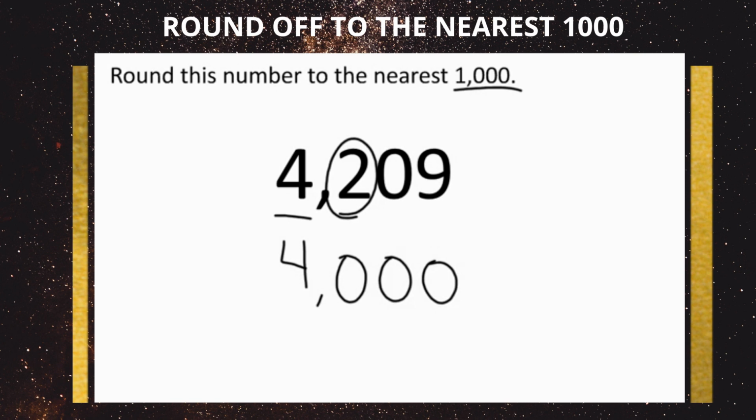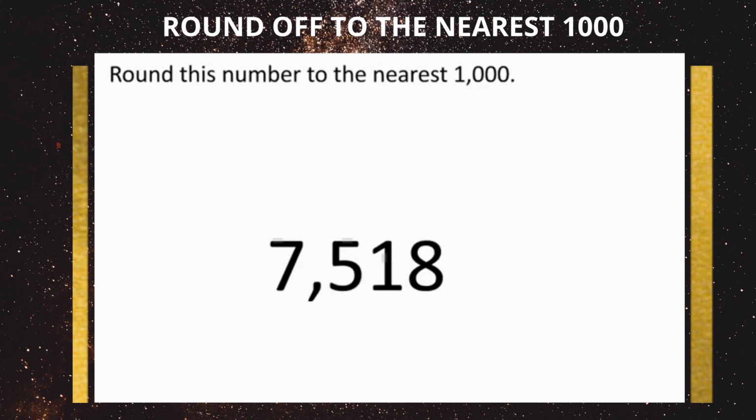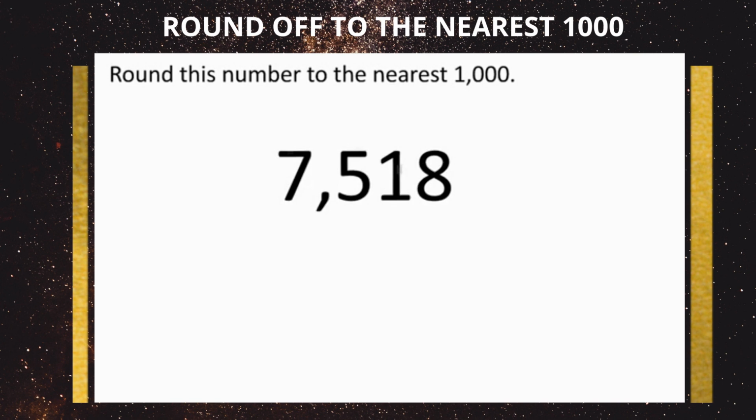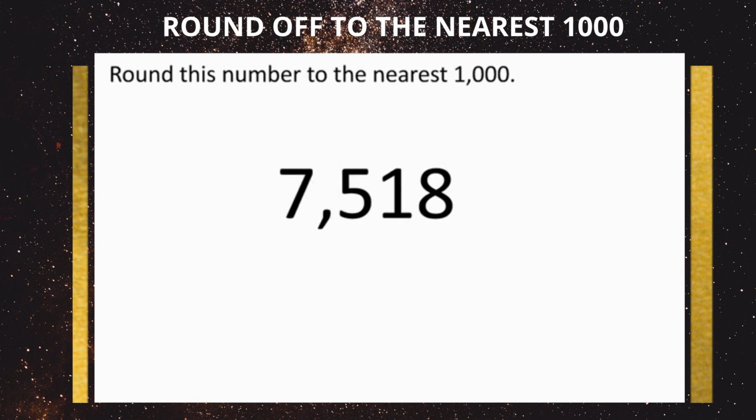It wouldn't be the thousand above, 5,000, because that's about 800 away. 4,000 is closest because it's only about 200 away. In fact, 209. Let's do one more number before it's your turn to practice. This number is 7,518. The directions are to round this number to the nearest thousand.